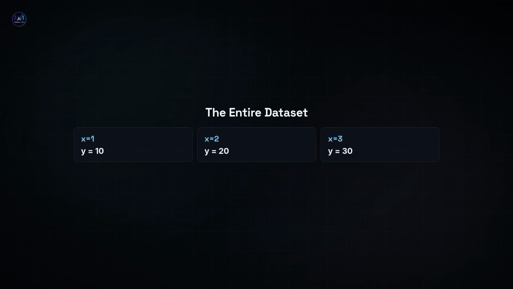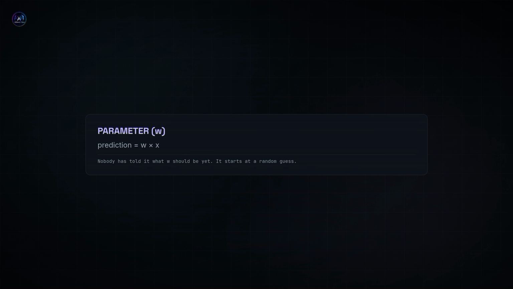Here's the entire dataset. When x is 1, y is 10. When x is 2, y is 20. When x is 3, y is 30. There's an obvious pattern here, but the model doesn't know it yet. Its whole job is to find one number that predicts y from x. That one number has a name, a parameter. Let's call it w. The model's prediction is simply w multiplied by x.